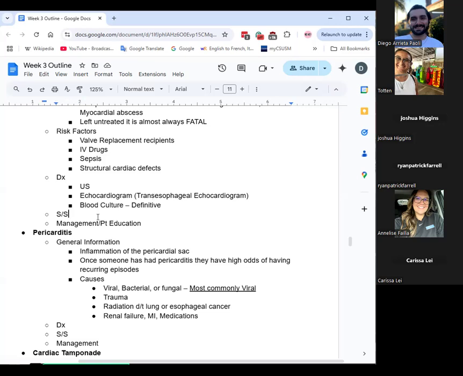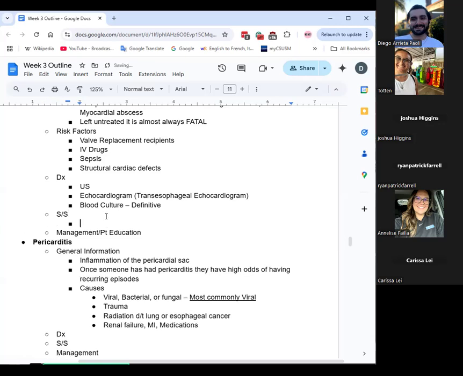Very interesting. Yeah, what are some signs and symptoms? Fever, chills, yeah. So just flu-like symptoms.